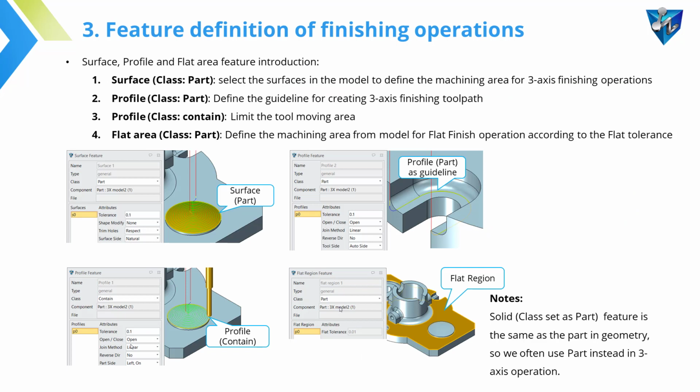The third part is feature definition of finishing operations. We usually use 4 types: surface, 2 types of profiles, and flat area. Please note the different class types here. And for the solid feature, it's the same as the part in geometry, so we often use part. That's also the workpiece.